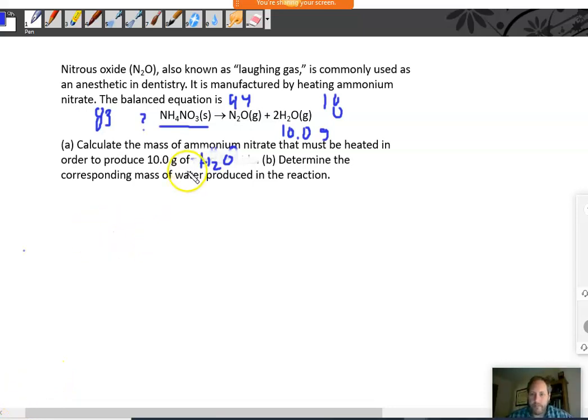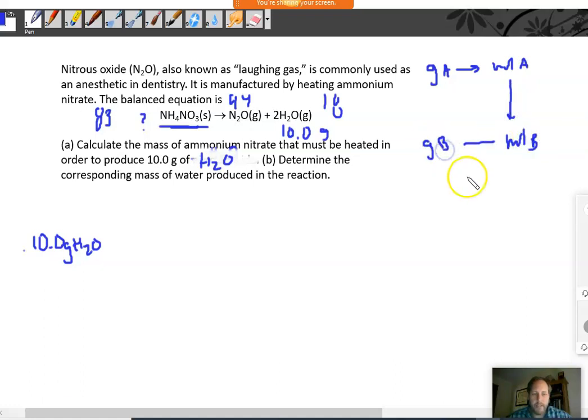Okay, so let's go over this. I'm trying to calculate how much of the ammonium nitrate I need if I'm starting off with 10 grams of water. And remember, my final answer has to be grams of ammonium nitrate. So if you remember this chart, grams of A to moles of A, and then we did that mole-to-mole conversion to moles of B to grams of B. Okay, so I got to first convert to moles of water. So I'm going to divide it by 18.